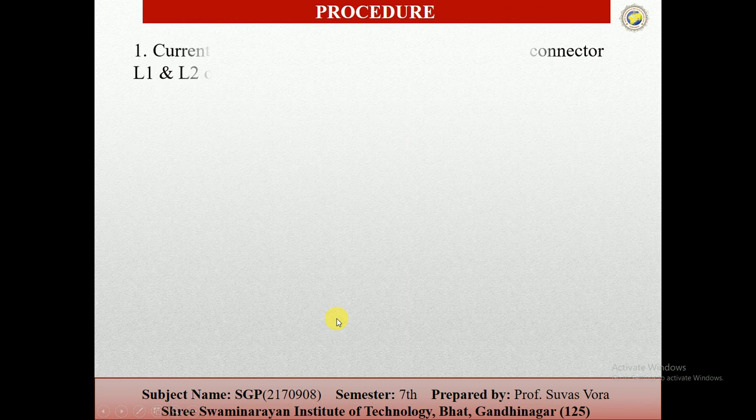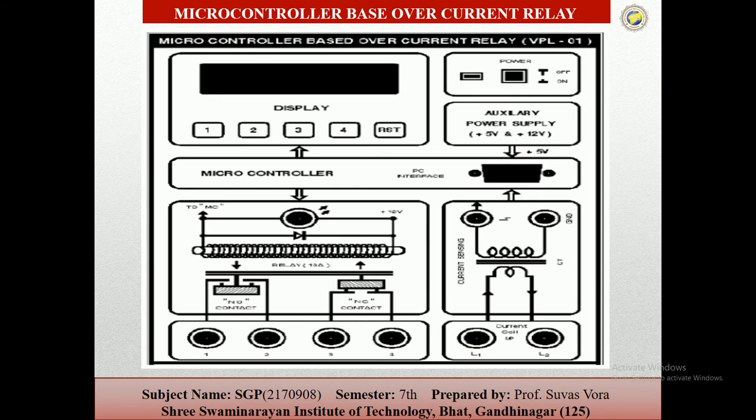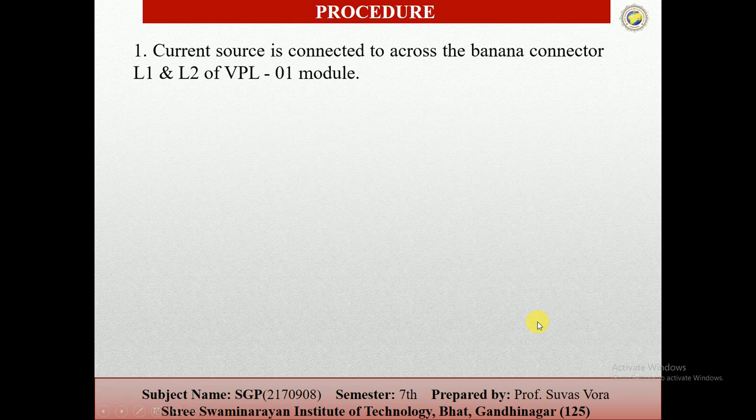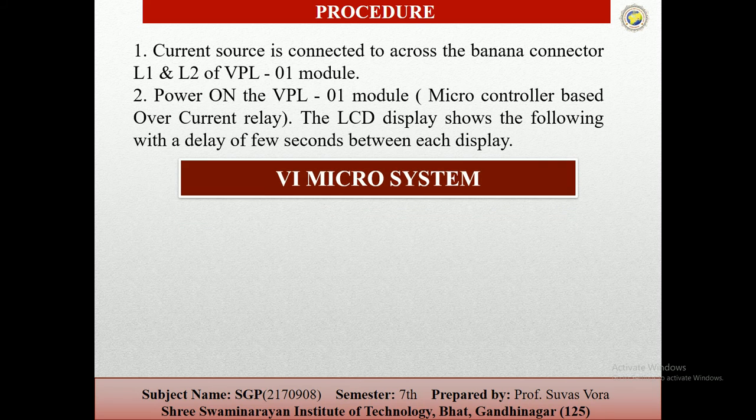So how are the connections? First, the current source is connected across the banana connectors L1 and L2 of the VPL1 module. So here you can see that the CT is connected to L1 and L2. Now power on the VPL module 1, the microcontroller based overcurrent relay and the LCD display, following with a delay of a few seconds between each display.